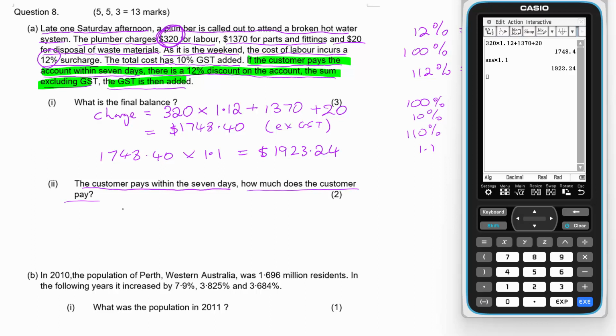So the 1748.40, which is our ex-GST amount, that's going to get the discount. So it's a 12% discount. So if the original cost is 100% and we get a 12% discount, we're going to pay 88%. So we can times this by 0.88. So let's work that out. The 1748.40, I'm going to multiply that by 0.88, 1538.59.